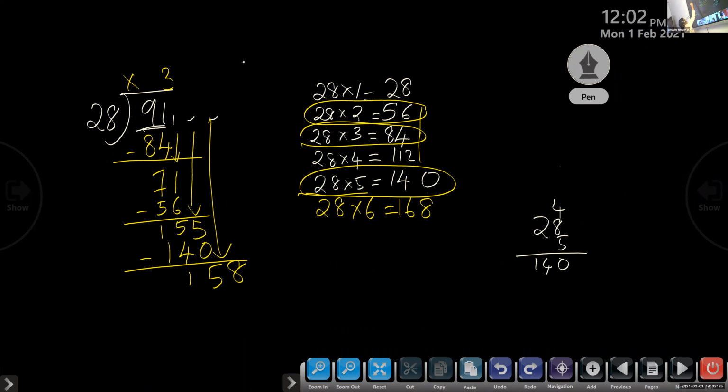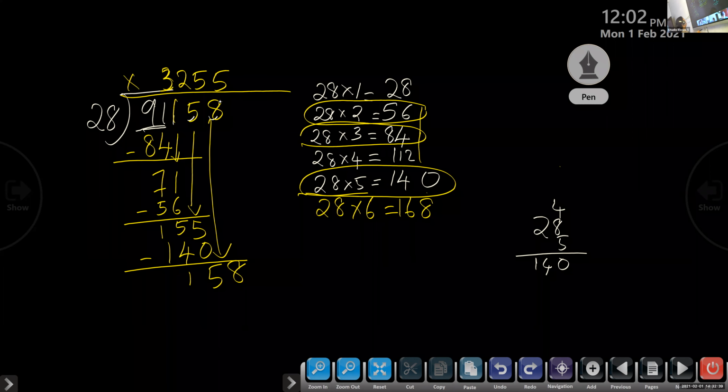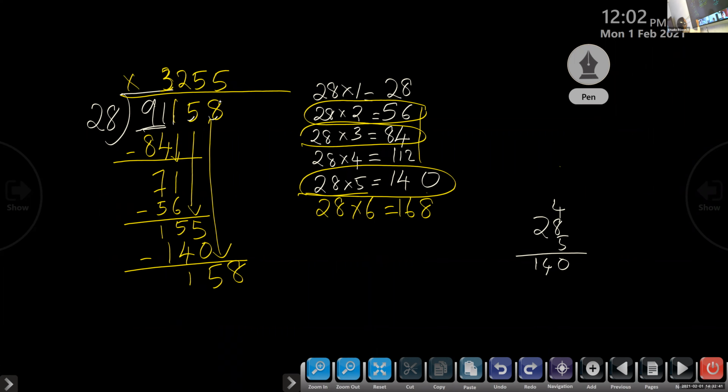Okay, so here what we got? 3, 2, 5, 5. So 91158 was the question. So 158, again what will we do? We will write here 140. Now what is the remainder? 18. Is there any more numbers to bring down?